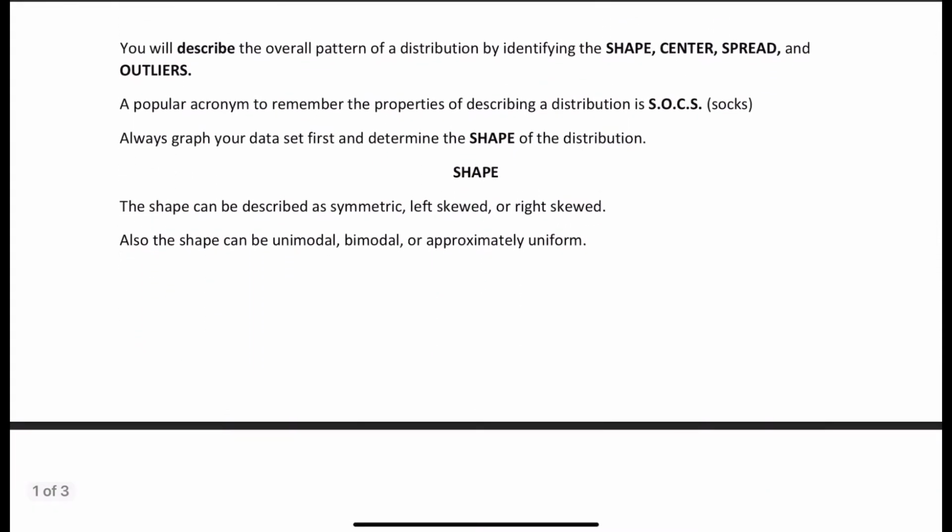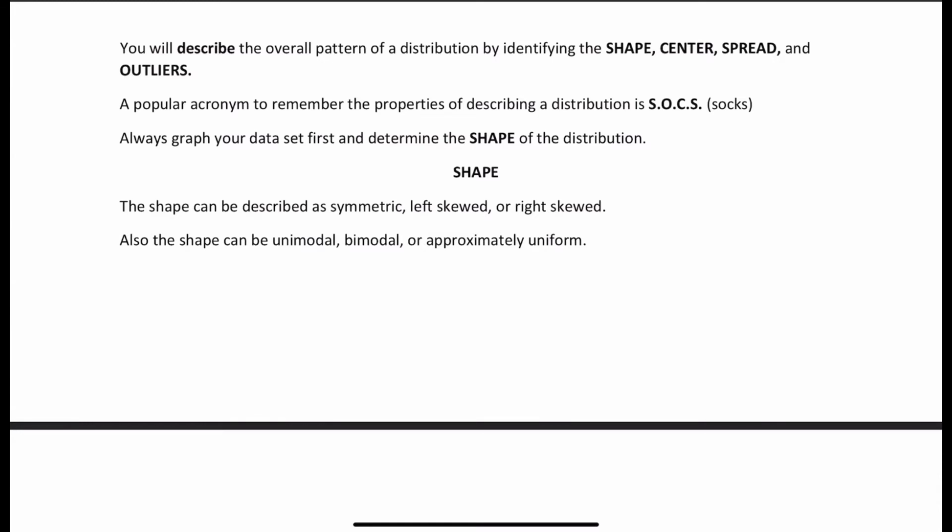And this is where we're really going to focus: the shape, center, spread, and outliers. This is the acronym that we are going to be using to describe distributions, SOX. You could switch around the S's if you want to, but this is just the easiest way that I have found to remember these. So first off, we will determine the shape. That's just the order I like to go in. You could go in any order you'd like.